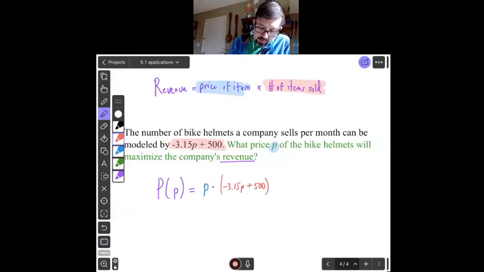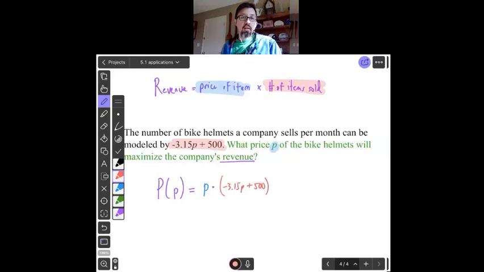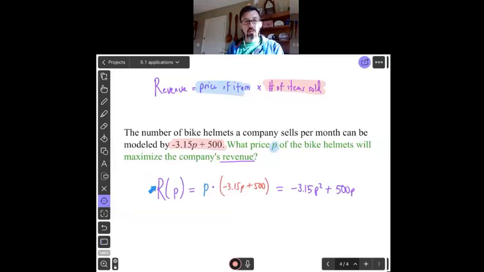So I put that in parentheses because it's something more complex, so I'm going to make sure it stays grouped together. The other thing it helps me do is realize that I need to distribute the P into the other expression to figure out what my final answer is. So negative 3.15 P squared plus 500 P. So there's our revenue function. That should have been an R instead of P. So the revenue based on the price is this.